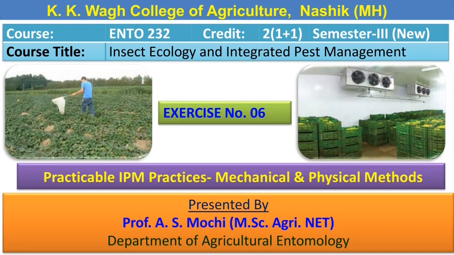Today we are going to learn about exercise number 6, which is included in the course ENTO 232 for the semester 3rd new, and the course title is Insect Ecology and Integrated Pest Management. This exercise number 6 covers practicable IPM practices, that is the mechanical and physical methods. Mechanical and physical methods are two major important tools of IPM. With the help of these tools, we can reduce the infestation of the pest population in our agro ecosystem. So, let us see which different mechanical and physical practices we can use.